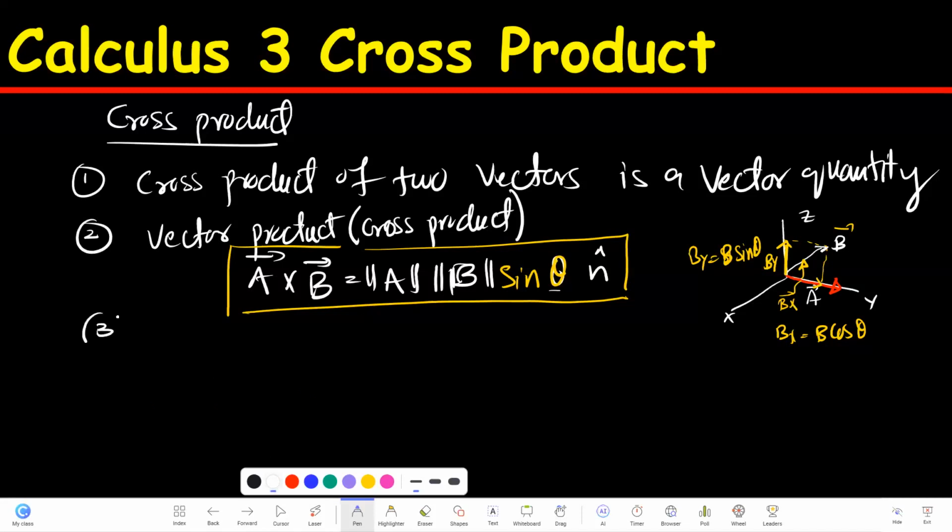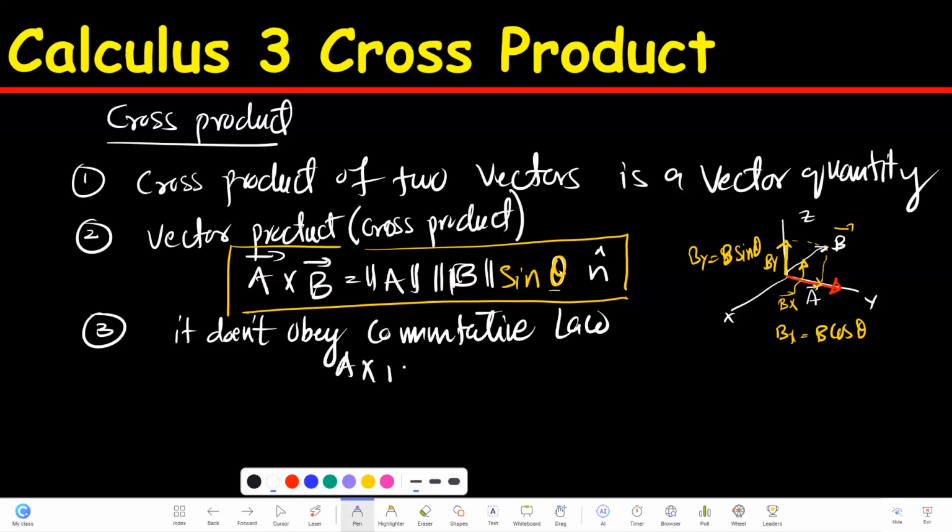Number three, it does not obey the commutative law. It doesn't. It means A cross B is not equal to B cross A. If you remember dot product, they obey the commutative law. This one does not.